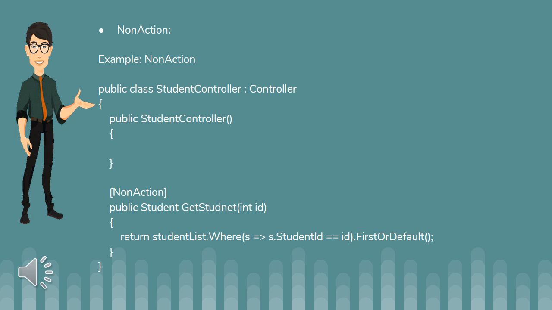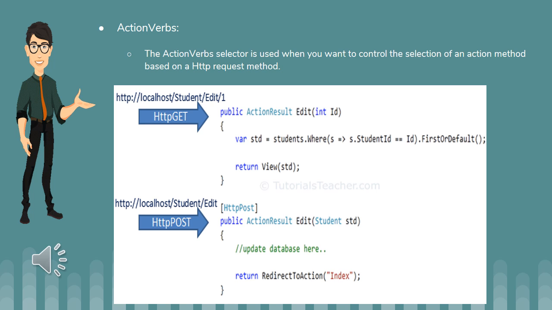NonAction. The NonAction selector attribute indicates that a public method of a controller is not an action method. Use the NonAction attribute when you want a public method in a controller but do not want to treat it as an action method. For example, the GetStudent public method cannot be invoked in the same way as an action method in the following example. Action verbs.